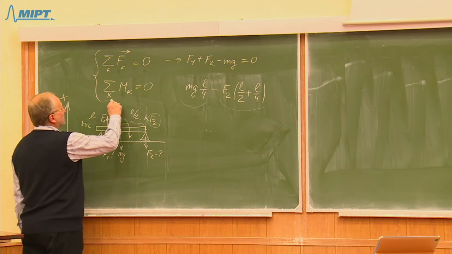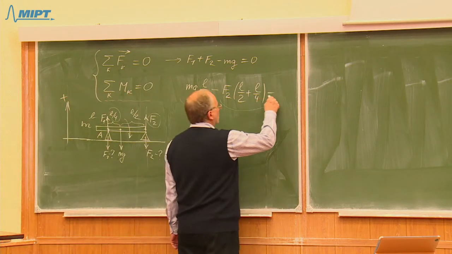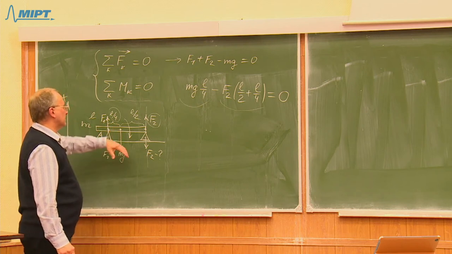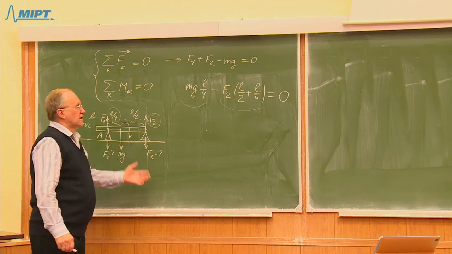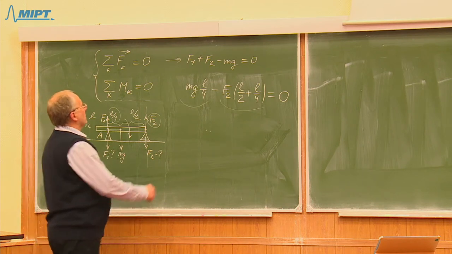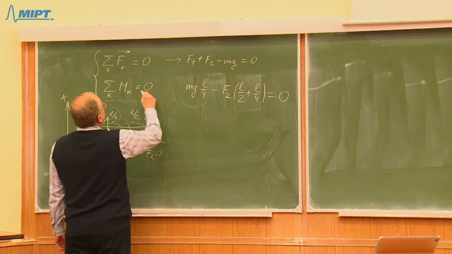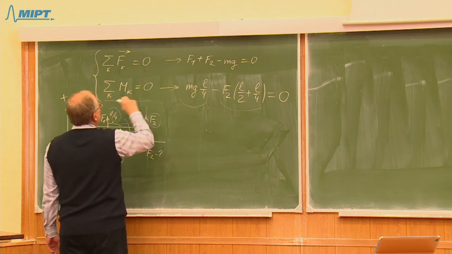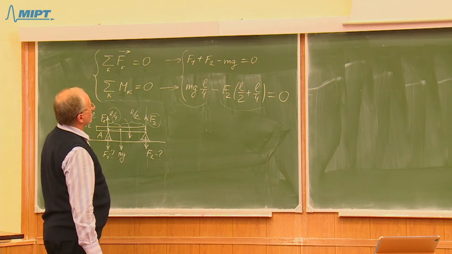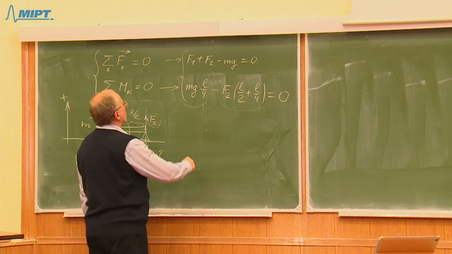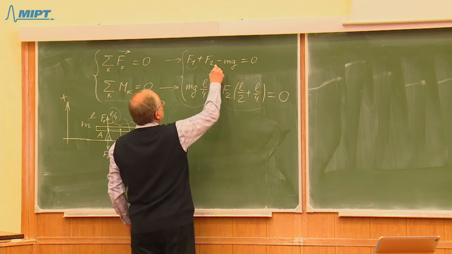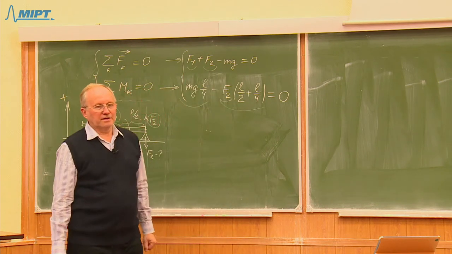And the sum of these torques, the algebraic sum, must be equal to 0. Why? Because the body under consideration is in static equilibrium. It does not rotate. It's in static condition. So we have these two equations. The first equation obtained from the first condition here, and the second equation obtained from here. So these two equations as simultaneous equations must be solved together in order to obtain the two unknown quantities. We can always find two unknown quantities, F1 and F2, if we have two equations connecting these quantities.